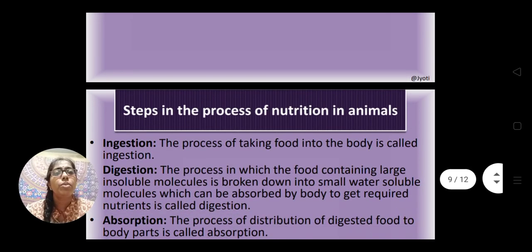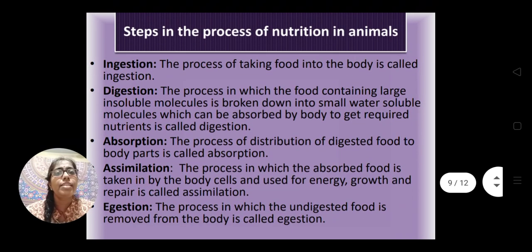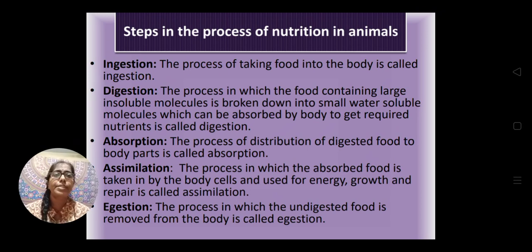Okay, so next, there are some common steps in the process of nutrition in all animals. And what are these steps? These steps are ingestion, that is the process of taking food into the body. The next step is digestion, that is the process of breaking down complex food into simpler absorbable form with the help of the enzymes, that is called digestion.